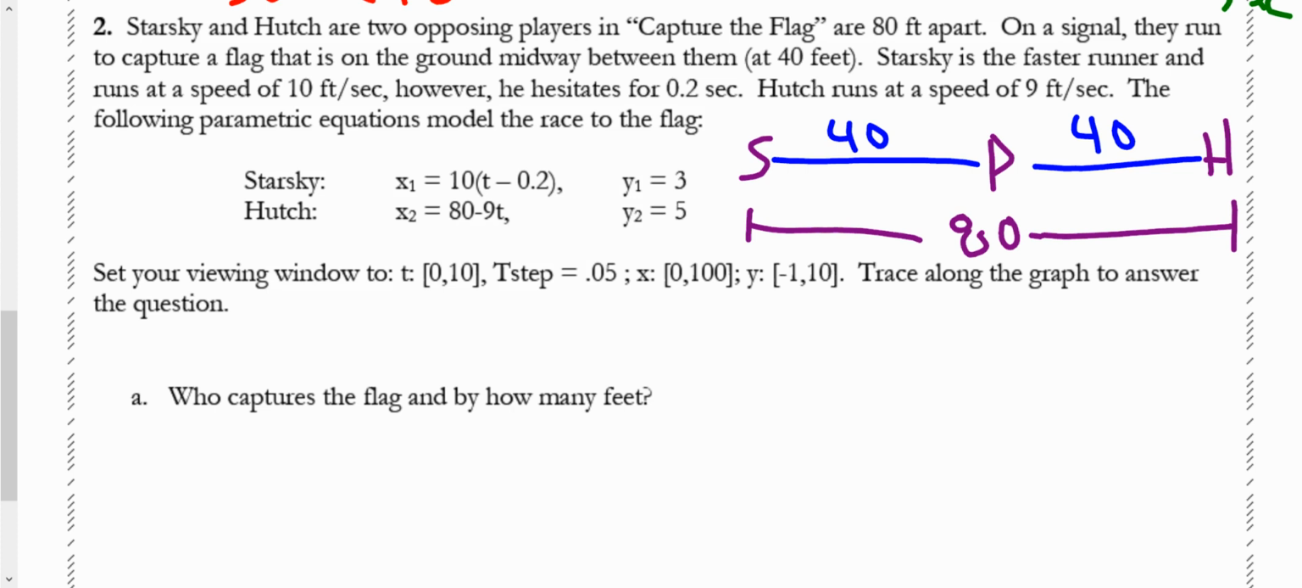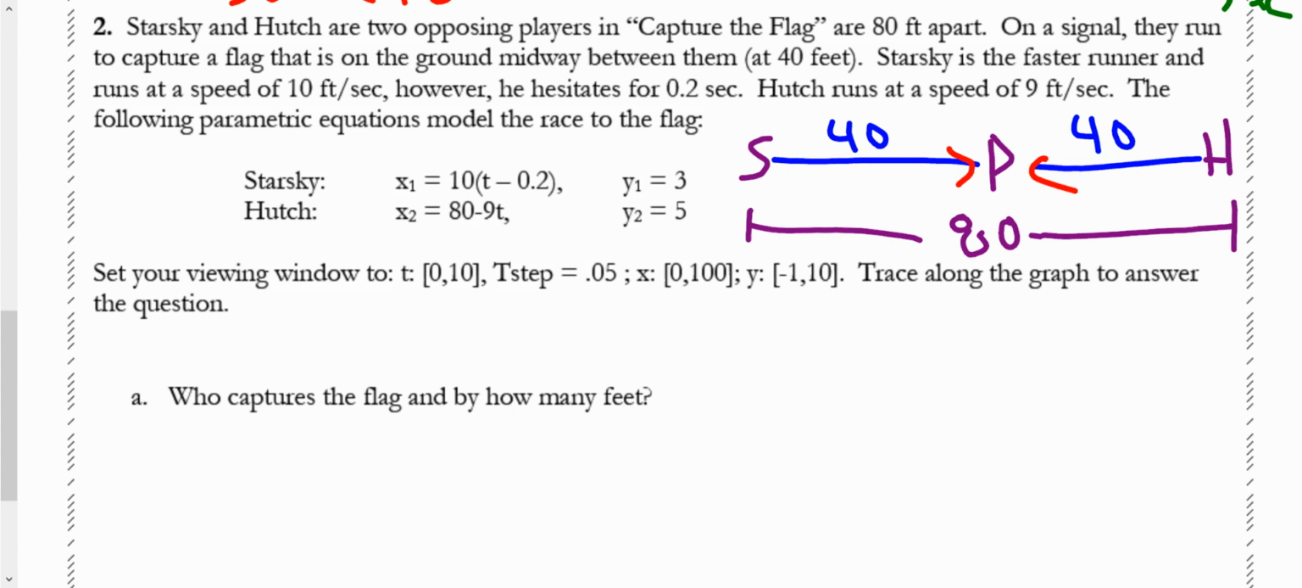So we've got these guys running towards the flag to grab it. On a signal, they run to capture a flag that is on the ground, midway between them, like we said, at 40 feet. Starsky is the faster runner and runs at a speed of 10 feet per second. However, he hesitates for 0.2 seconds. Hutch runs at a speed of 9 feet per second. And so we would assume that he doesn't hesitate. The following parametric equations model the race to the flag.